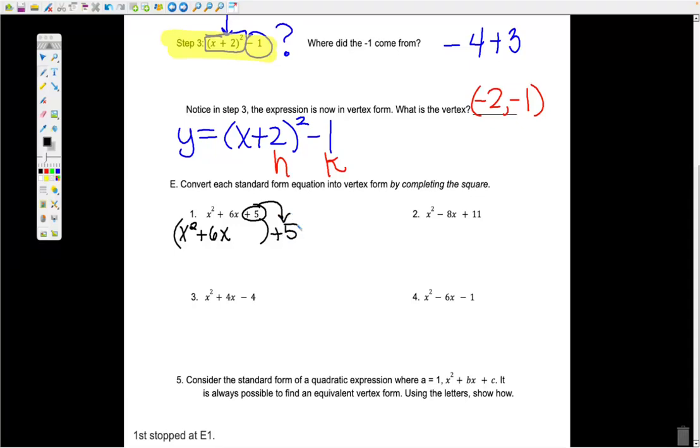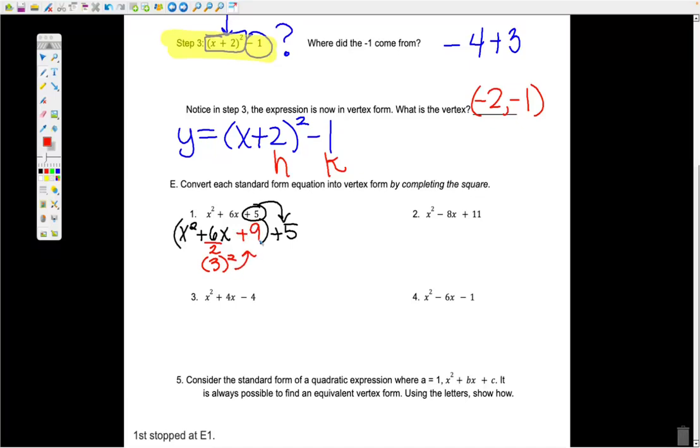And then you tell me again, please, what number should go here? What number should be in this little spot right here? 9. Should be a 9. And if you don't know why, I'll show you why. You're dividing this by 2, and the number that you get, you have to square it.